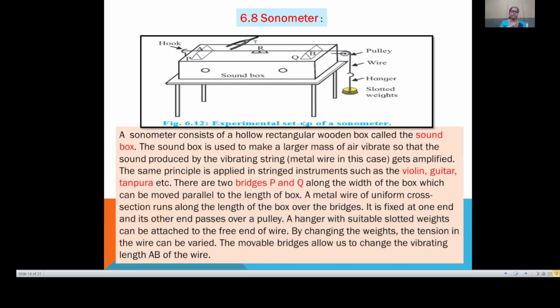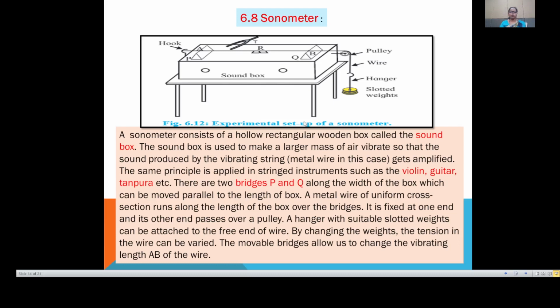A sonometer consists of a hollow rectangular wooden box called the sound box. The sound box is used to make a large mass of air vibrate so that the sound produced by the vibrating string, that means the metal wire in this case, gets amplified. The same principle is applied in string instruments such as the violin, guitar, tanpura, etc.